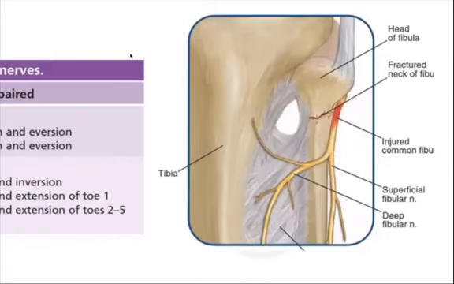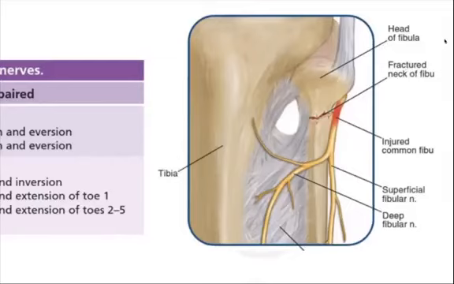Now, can anyone tell me, if there is an injury to the common peroneal nerve, what muscles will be paralyzed, or what muscles will be involved? As I just mentioned, all of them. One by one, please. Dr. Udita, you can go ahead. Yes, sir. Anterior compartment and lateral compartment muscles will be paralyzed.